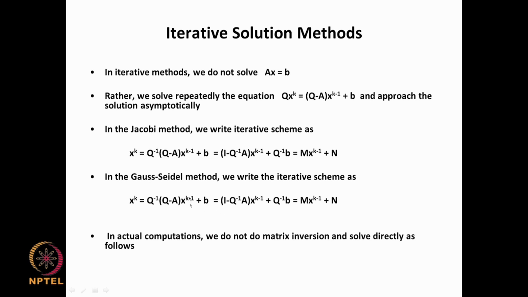So in both these methods, it looks like we have to do inverse of Q and then we have to multiply by Q. So it looks like complicated matrix procedures are there, but it is not really necessary to do it that way. We do not do matrix inversion in actual computations, but solve directly in the following way.